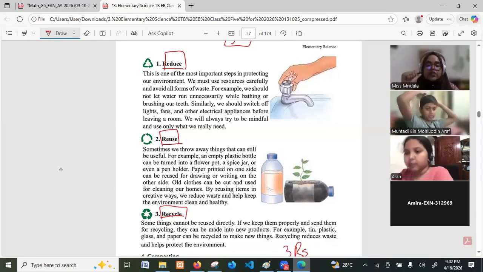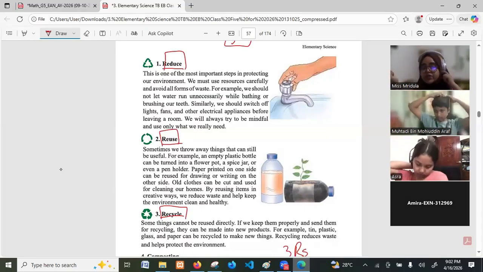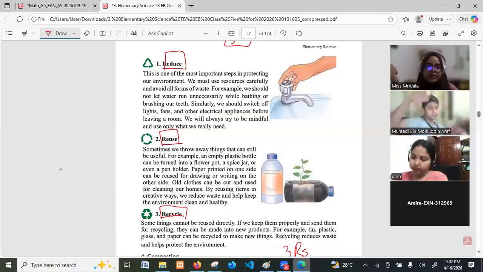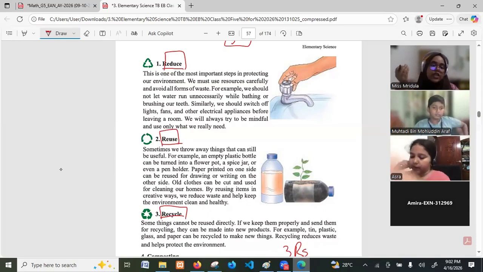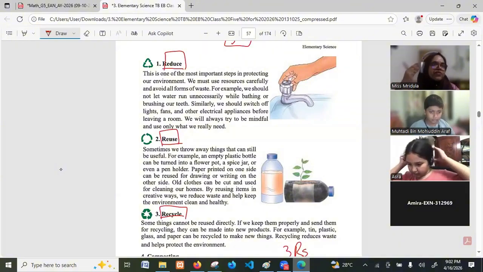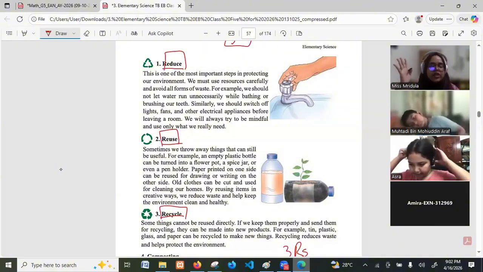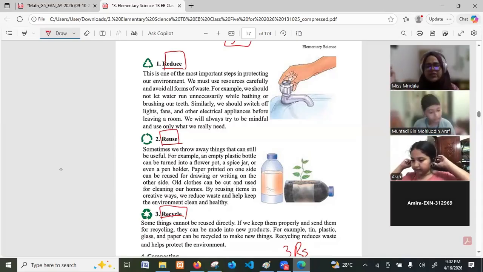I'm talking about reduce first. This is one of the most important steps in protecting our environment. We must use resources carefully and avoid all forms of waste, right? Water we should not waste. Any kind of energy like light or electricity we should not waste. Anything that we are using in our day-to-day life, we should not be wasting. So that's one of the things, reducing. Not to waste means to reduce.